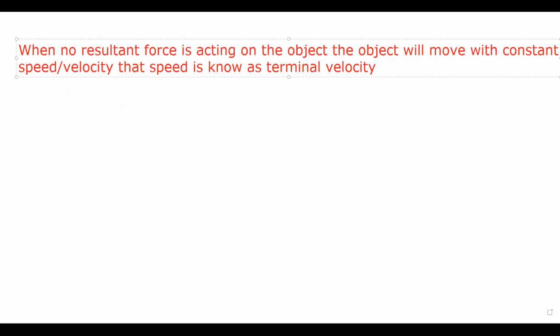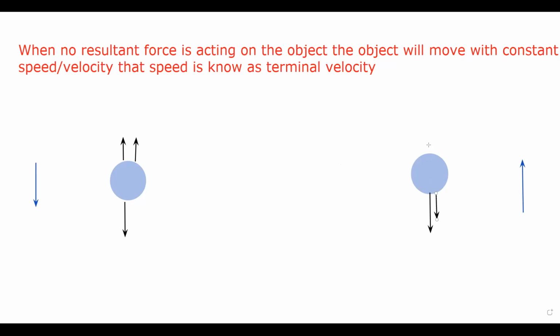So if an object is moving down, and this expression is derived for a spherical object. What are the possibilities? The object might be moving down, or the object might be moving up. If the object is moving down, the weight acts downward, the upthrust acts upward, and the viscous drag will also act upward. If the object is moving up, the weight is acting down, the viscous drag is acting down, and the upthrust is acting up.